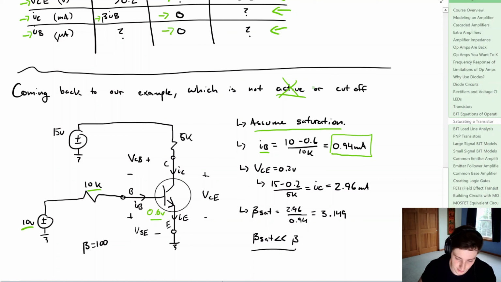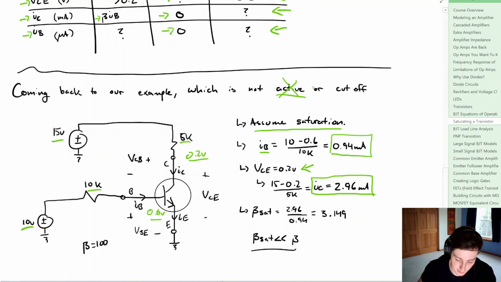Now because we're in saturation, we're going to assume that VCE is 0.2 volts. So because VE is tied to ground, we know that VC right here will be 0.2 volts. And from this, we can find what the collector current is. So the collector current is going to be 15 minus 0.2 divided by this 5K resistor right here. So that's going to give us our collector current, and that's going to be equal to 2.96 milliamps.